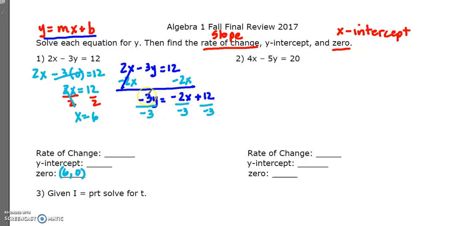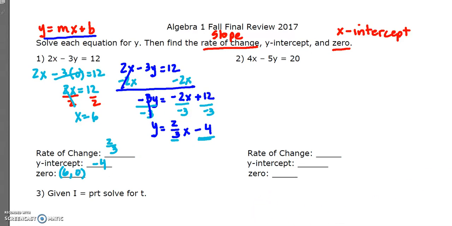So negative 3 divided by negative 3, this is gone, and now my y is by itself. A negative 2 divided by a negative 3 will just be a positive 2 over 3x. And then 12 divided by negative 3 will become a negative 4. So now looking at what we have, my rate of change, which is my slope, is right here. So that will be 2 over 3. And my y-intercept would be this number down here, so it's a negative 4.